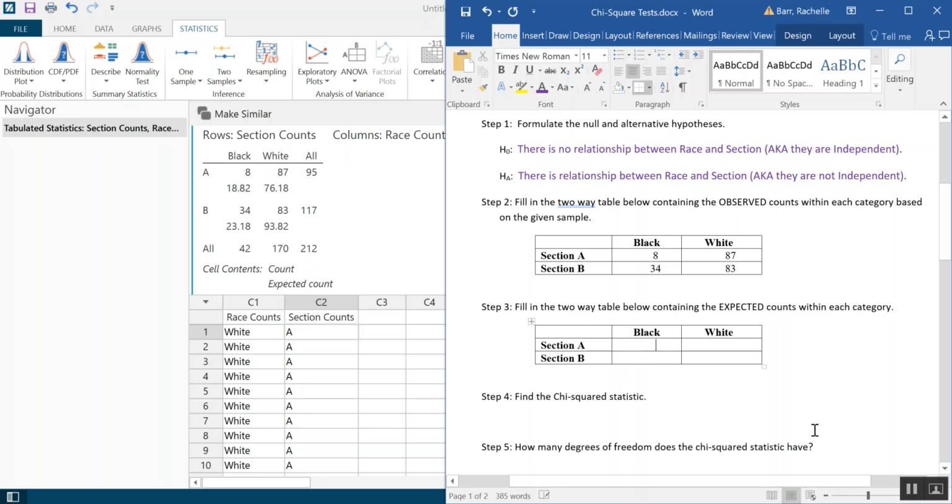So black A will be 18.82. For white and A, it'll be 76.18. And it does round this quite a bit, so if you don't want to round these, you should calculate them by hand. 93. Watching me type is so much fun, isn't it? Not really. Okay, there we go.